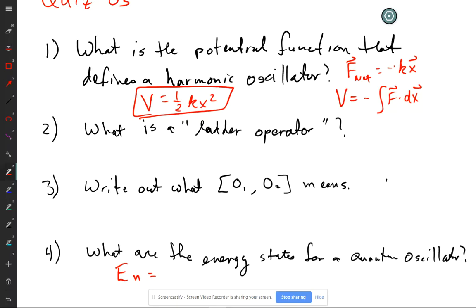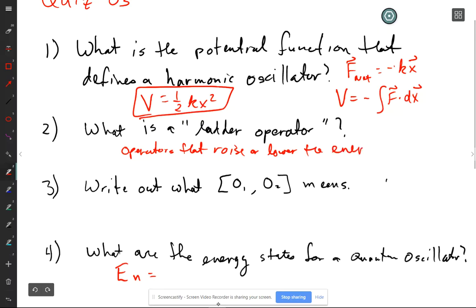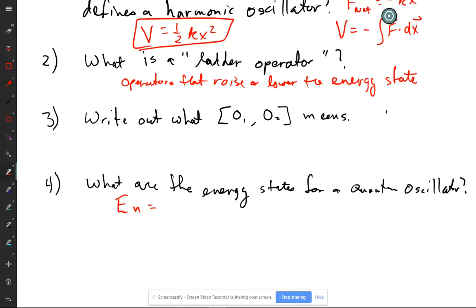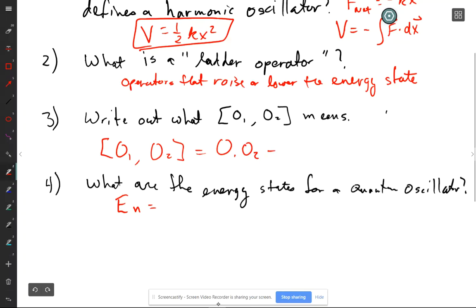The ladder operators are operators that raise or lower the energy state. So our ladder operators are raising the energy by 1 or lowering the energy by 1. Write out what the commutator means. That's it.